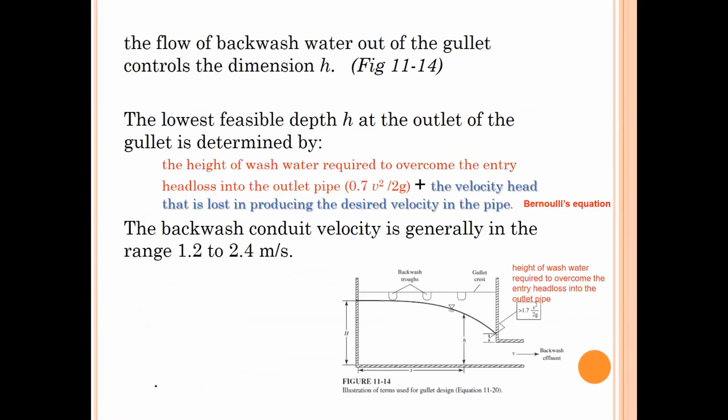So the flow of backwash water, which is coming out of the gullet, controls the dimension of the edge. This dimension of the edge will be controlled by this flow. How much flow is there?